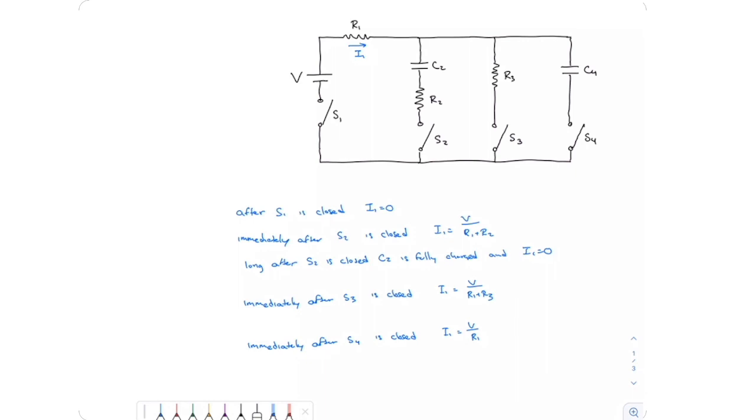Bella? We can disregard C2 and R2 after S3 closes because we're told that there was a long period of time before we did that. And that is code for long enough for this capacitor to fully charge. So if this capacitor is fully charged, it means it's no longer drawing any current. It's like an open circuit. So it's as if we opened the switch. So no current flows through here once the capacitor is fully charged.